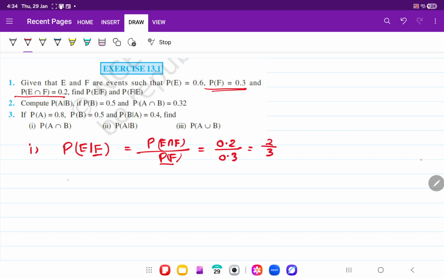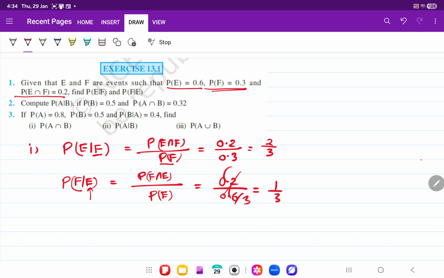Okay, next they are asking the probability of F when E has happened. So the denominator, this one, says that E has happened. So this is P(F intersection E) divided by P(E), the denominator E will come here. E intersection F is given 0.2 and P(E) is given 0.6 in the question, you can see here, right? So this will cancel by 3. So the answer is 1 by 3. So this is the first answer.